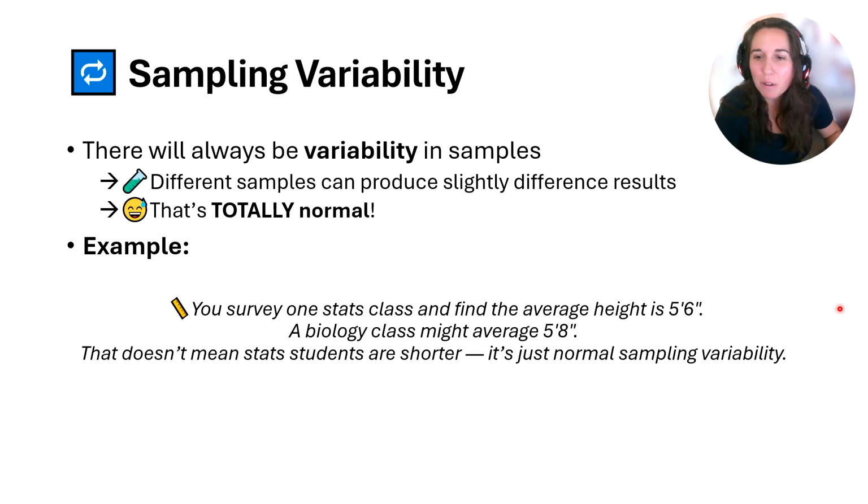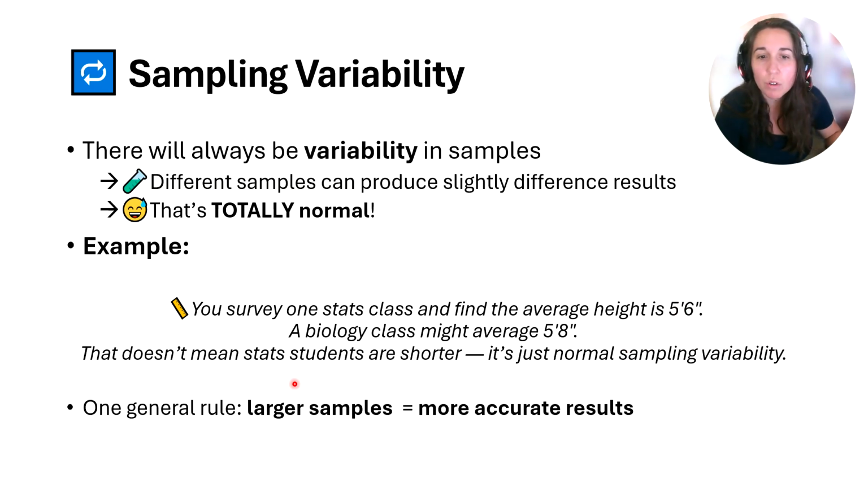So for example, let's say you survey one stats class and find the average height to be 5 feet 6 inches. Well, a biology class might average 5 feet 8 inches. That doesn't mean that stats students are shorter, it's just normal sampling variability, right? There just happen to be some taller people in the biology class as opposed to the stats class.